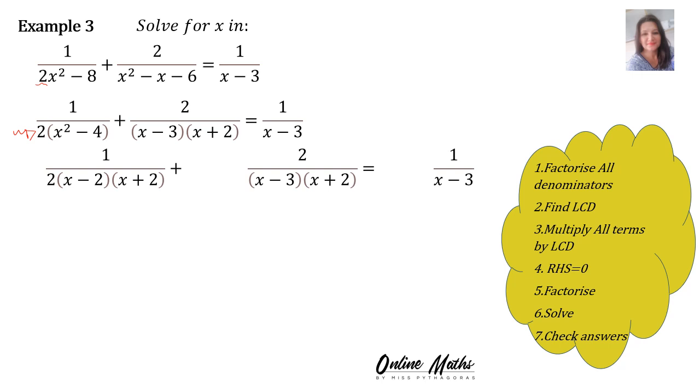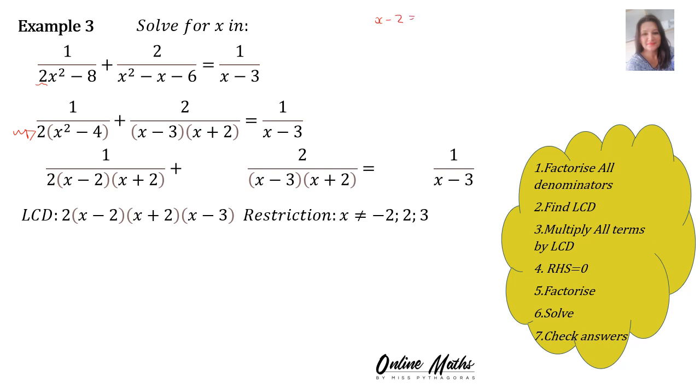Step 2, let's find the restrictions. The restrictions we find by looking at the denominators. Under the line we find x minus 2, therefore x cannot be 2. We find x plus 2, so x cannot be negative 2. We find x minus 3, therefore x cannot be positive 3. So that is how I got to the restrictions.